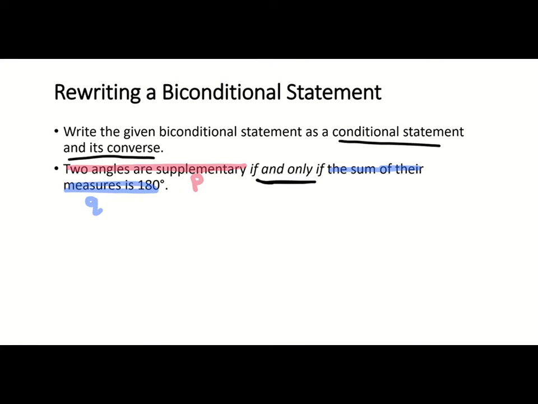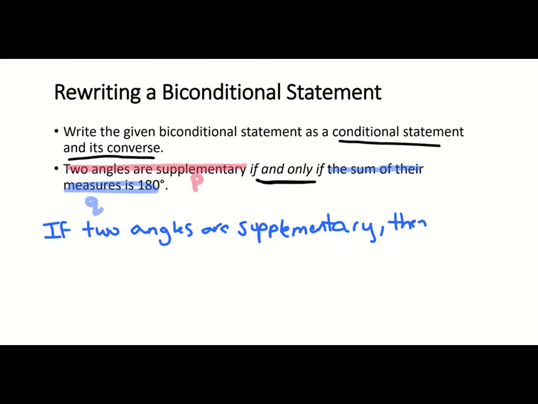So if I write this in conditional form first, it would be: if two angles are supplementary, then the sum of their measures is 180 degrees.